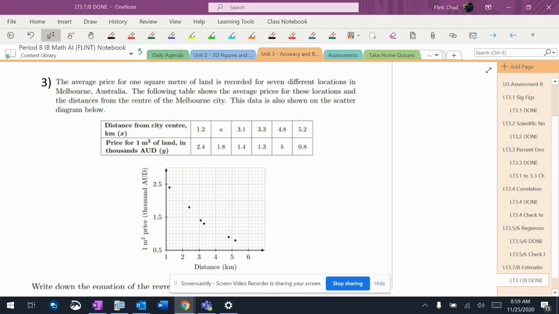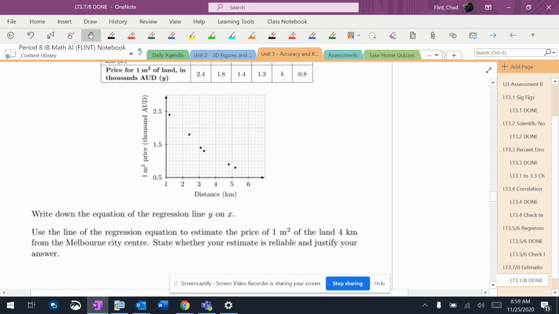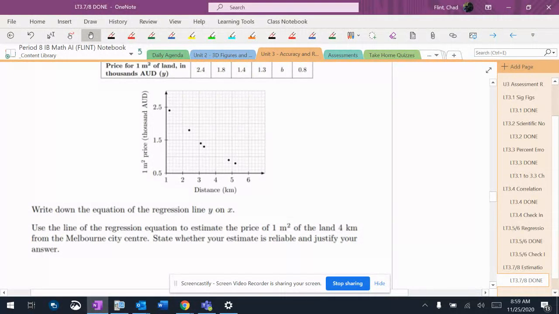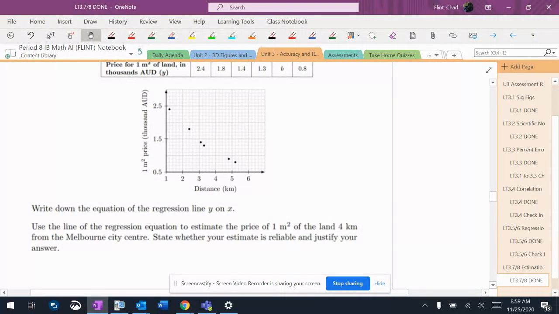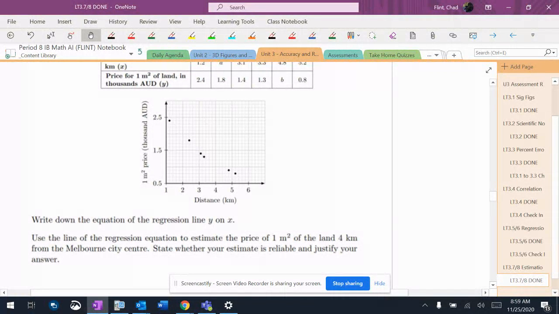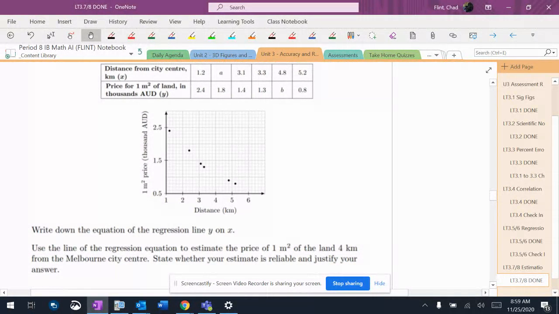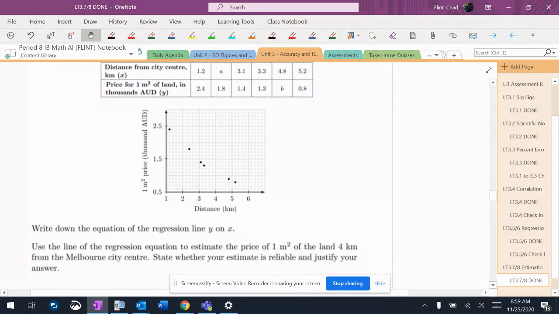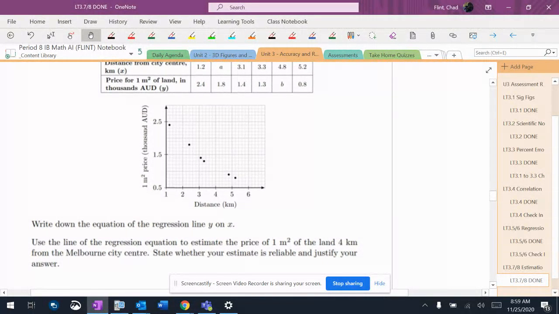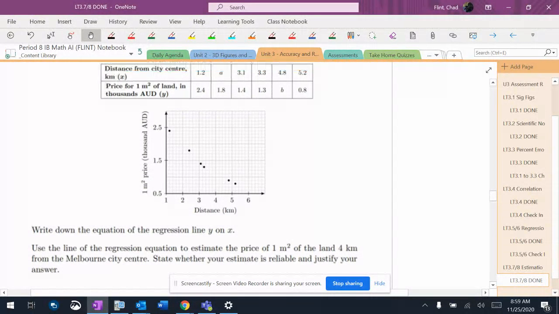So we've got a table and a scatter plot again. It says that is also shown on the scatter plot below. And then it says, write down the equation of the regression, use it to estimate the price of 1 meter squared of land 4 kilometers from the city center. Okay, and then we want to be able to state whether the estimate is reasonable or not.